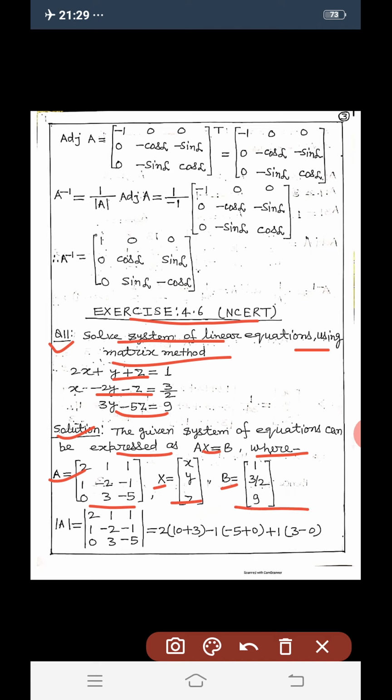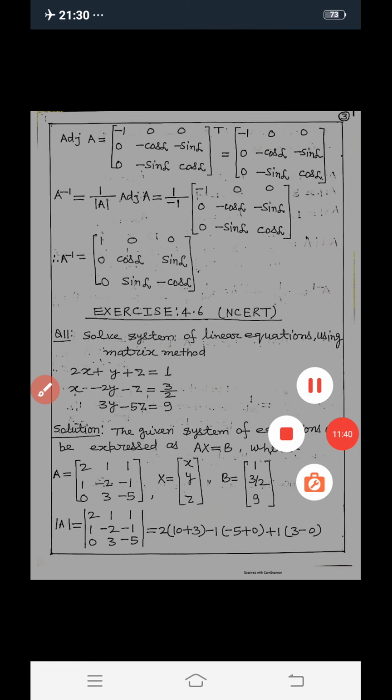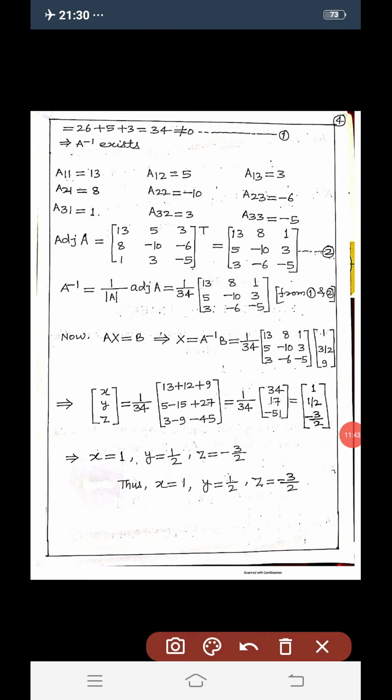Now we find the determinant of A, equal to the determinant of 2, 1, 1, 1, -2, -1, 0, 3, -5. Expanding along the first row, we get 2 into (10 + 3) - 1 into (-5 + 0) + 1 into (3 - 0), and this is equal to 34, which is not equal to 0.